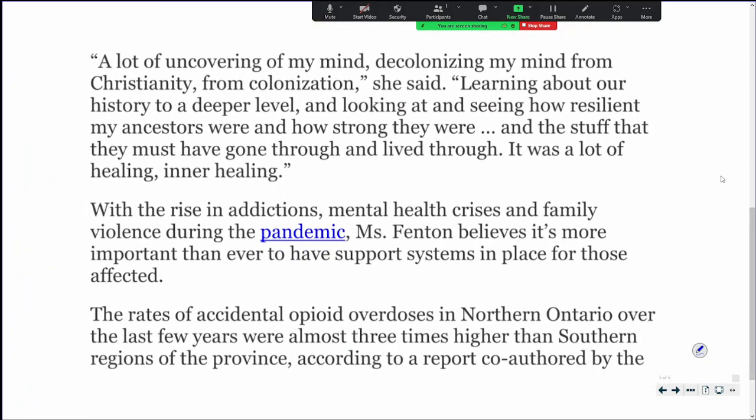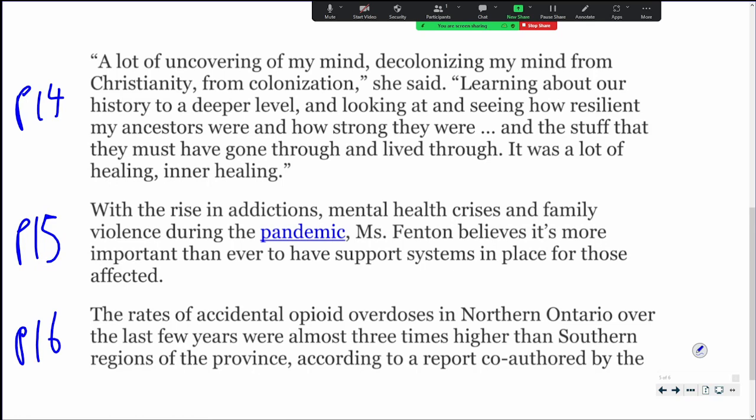A lot of uncovering of my mind, decolonizing my mind from Christianity, from colonization. She said, learning about our history to a deeper level and looking at and seeing how resilient my ancestors were and how strong they were and the stuff that they must have gone through and lived through. It was a lot of healing, inner healing. With the rise in addictions, mental health crises, and family violence during the pandemic, Ms. Fenton believes it's more important than ever to have support systems in place for those affected.